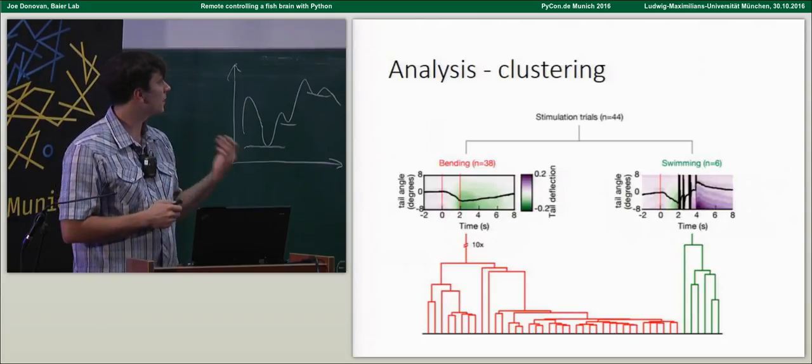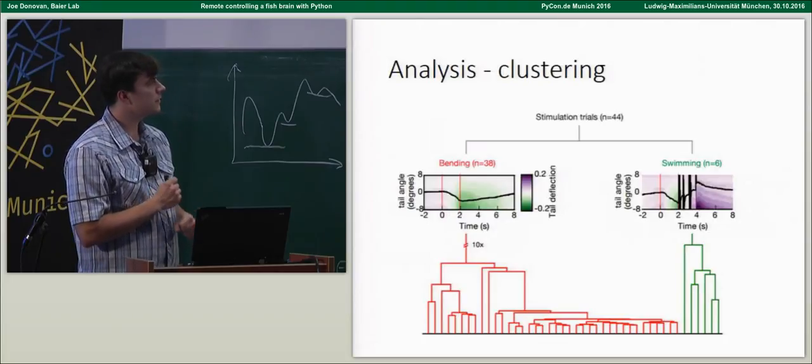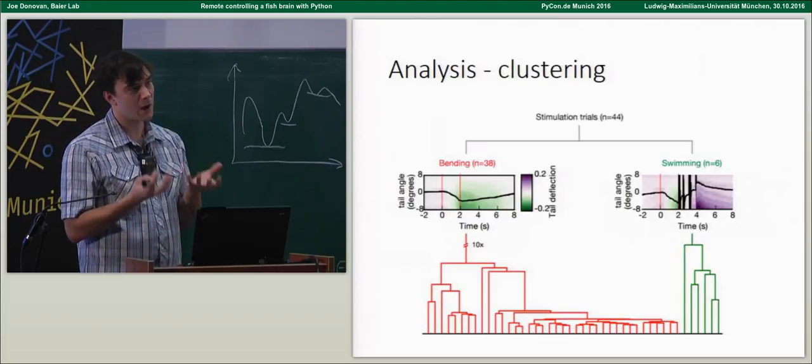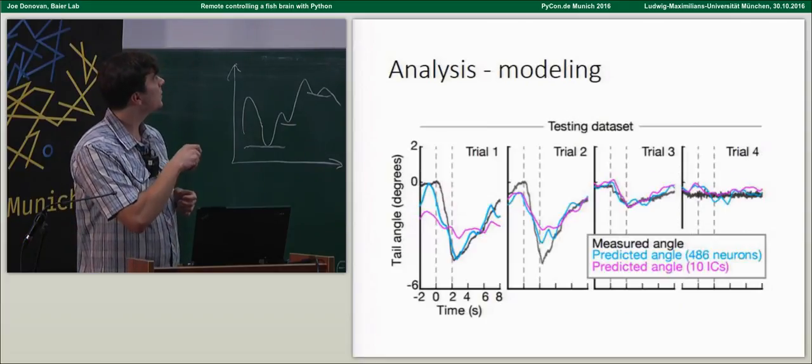But there are also many more complex methods. For instance, there was a cool paper recently using autoregressive hidden Markov models in mouse behavior to look at sub-second timescales. And finally, we can do some modeling.